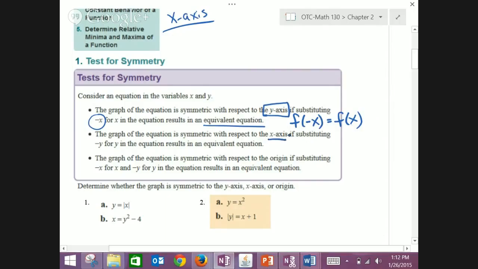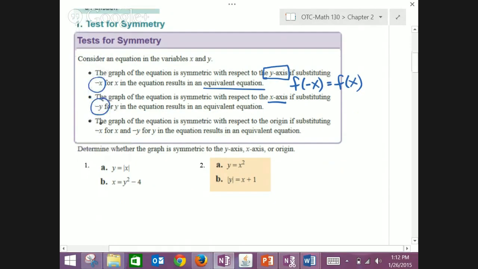If it's symmetric with the x-axis, generally this doesn't happen with functions, right? Because if it's symmetric with the x-axis, it's not a function because it doesn't pass the vertical line test. But we can still check for that the same way. If everywhere I have a y, I plug in minus y, and I get the same relationship, then I can confirm that it's symmetric with respect to the x-axis. If you plug in minus x everywhere there's an x and minus y everywhere there's a y, and you get the same relationship as you started with, then it's symmetric with respect to the origin.